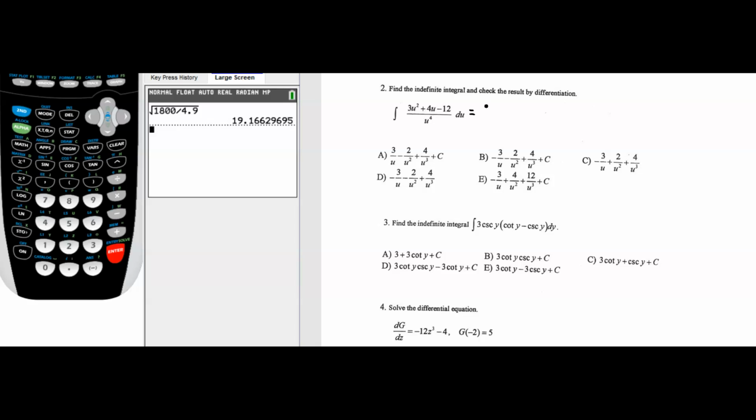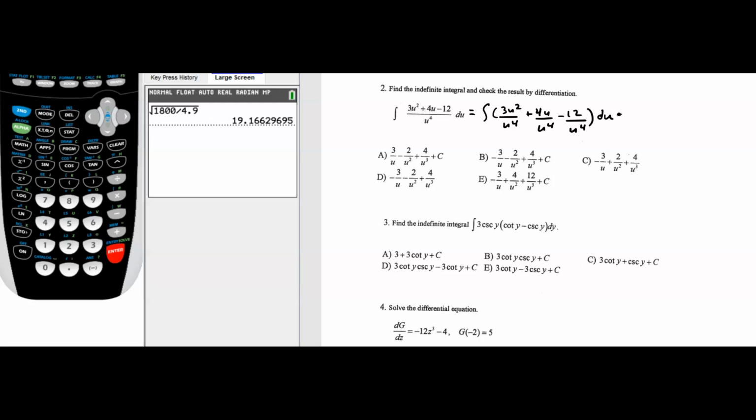This is the same thing as the antiderivative of 3u squared over u to the fourth plus 4u over u to the fourth minus 12 over u to the fourth du. And again, this is du because we have a function in terms of u right here. And so we've got a little bit of work to do. We've got some simplifying before we even do the calculus side of things.